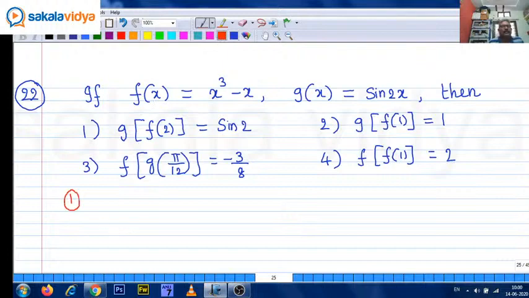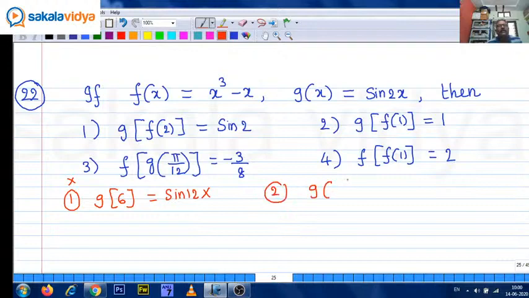First option, g of f of 2. F of 2 means 2 cube, which is 8. 8 minus 2 is 6. G of 6, that is sine 12. No. First option eliminated. Go to second option.